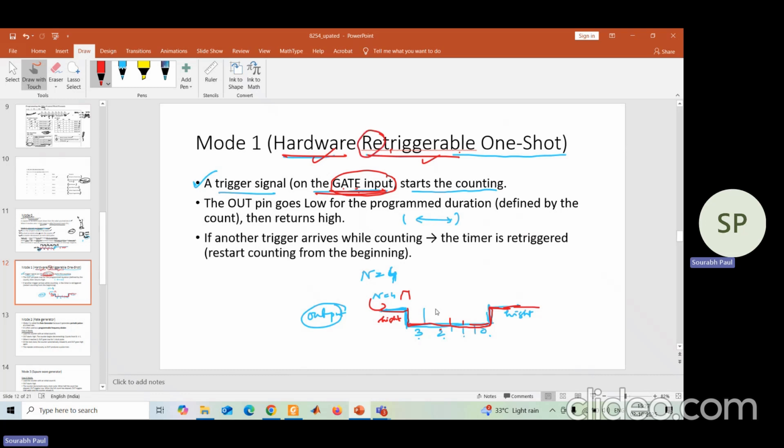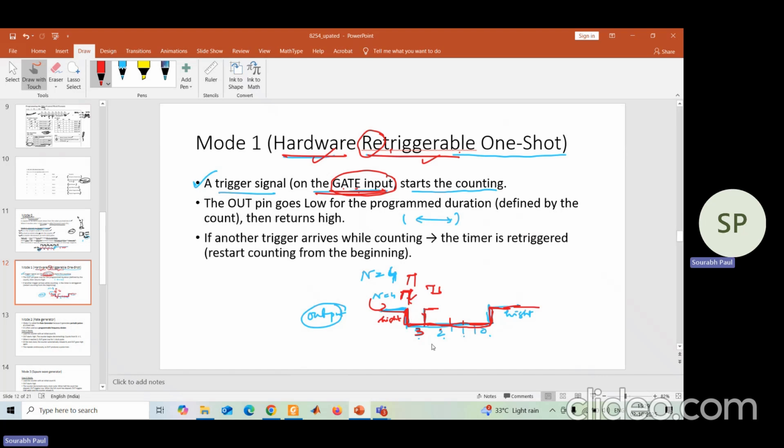Retriggerable is, suppose for example, you have activated the gate terminal in the first counting. When it has come to 3, what it will do? 3, 2, 1, 0. We know this is a very common thing. Now after counting 3, again you have given a trigger in the gate terminal. What will happen? Again it will start from 3 and continue the process. So what I'm trying to say is, if in the initial stage you give a proper signal in the gate, it will do this count this way.